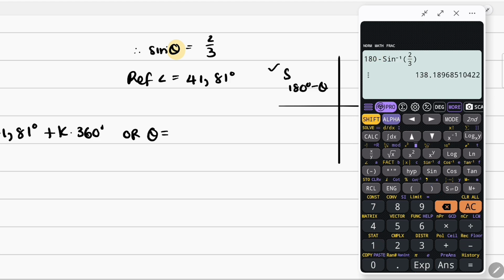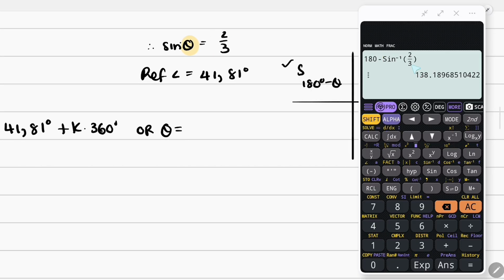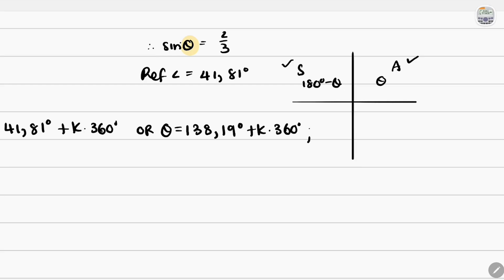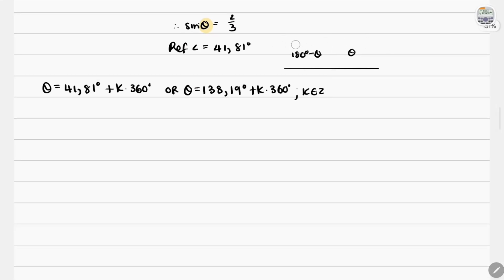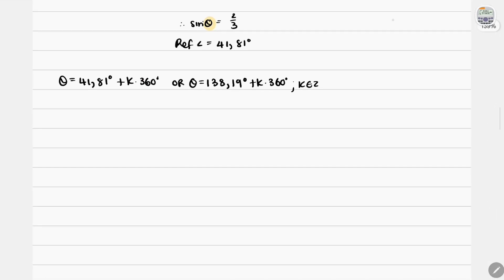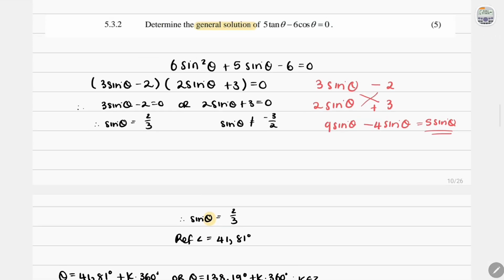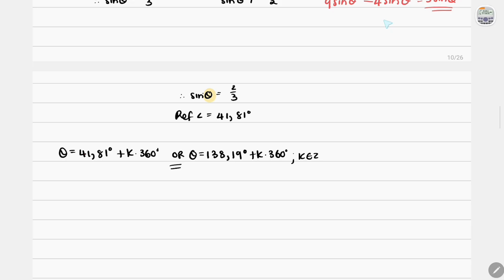Okay, if it was rounded off, it's still fine. Okay, and that's going to give us 138.19. Even if you had rounded off, it would still be fine. It will still give you that answer. So it's 138.19 degrees plus k 360 degrees, because this answer will repeat itself every 360 degrees, where k is an element of integers. And this is our answer. Okay, so that is that. And moving on to the next question.